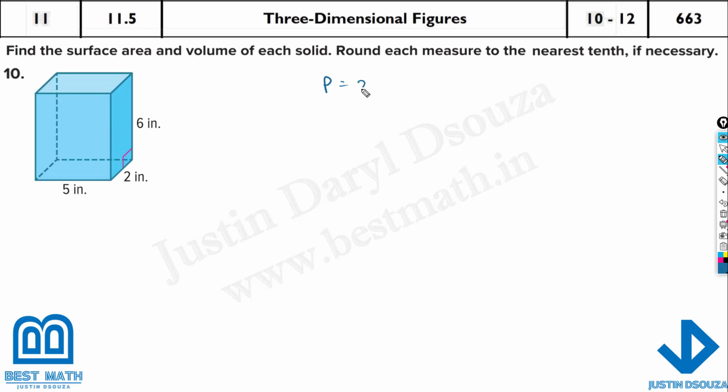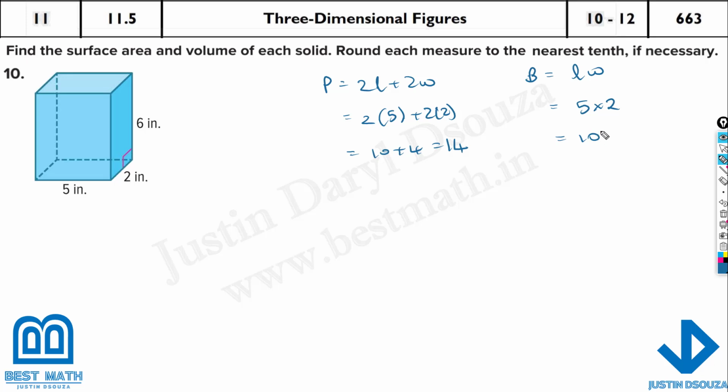P is equal to 2 times length plus 2 times width. All you need to do is 2 times 5 plus 2 times 2. The answer will be 10 plus 4, that is 14. And once the perimeter is done, you have to find the base B, area of the base, sorry, that is length into width. That will be 5 times 2, it's 10.